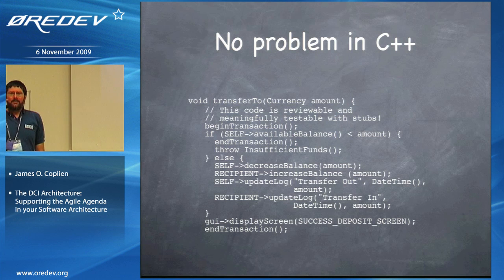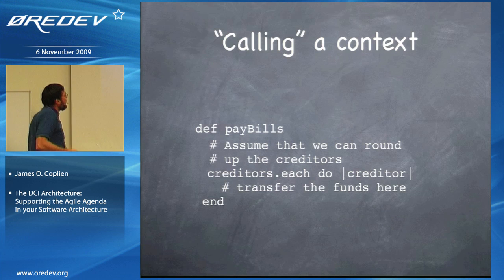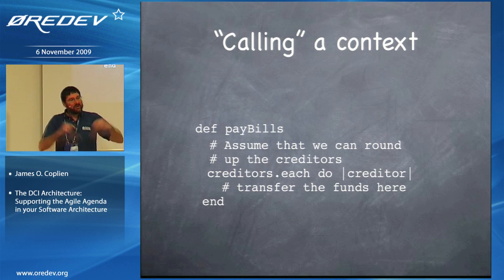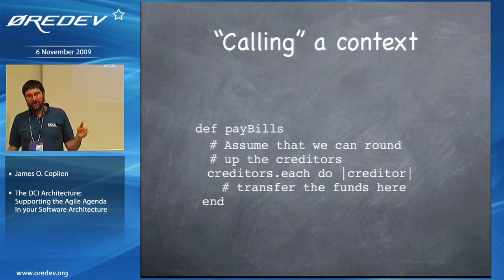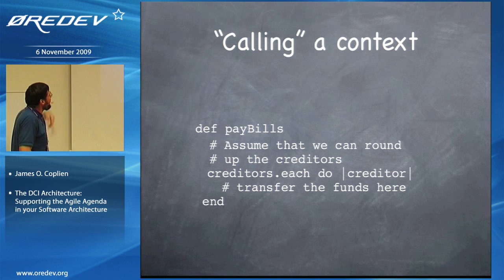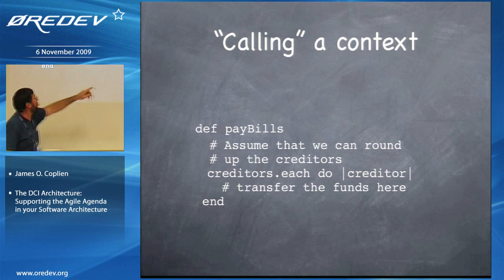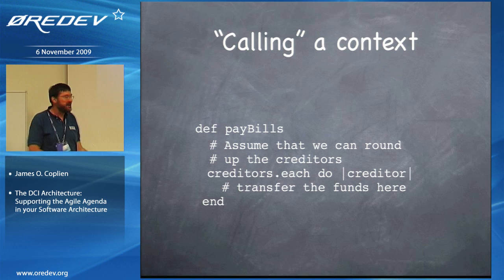What if I want to do pay bills? Okay? So, I mean, transfer funds is a use case. How do I represent use cases? Well, as a context. And so what I want to do is transfer funds from my source account to a whole bunch of destination accounts that represent creditors. And so I can kind of write code like this. So assume we can find the creditors, and then for each creditor, iterate over this with a little iterator, and just pay every creditor what they're due.